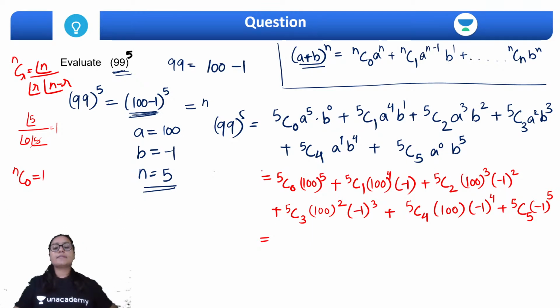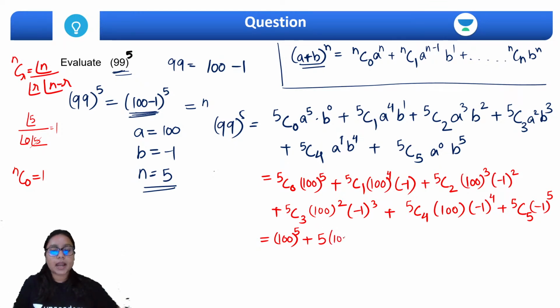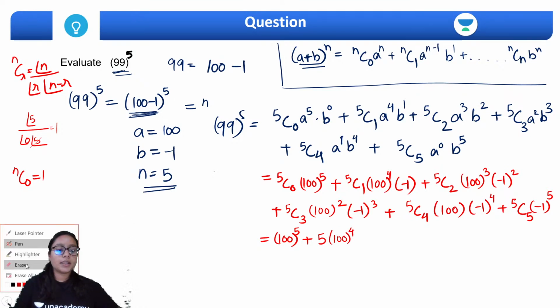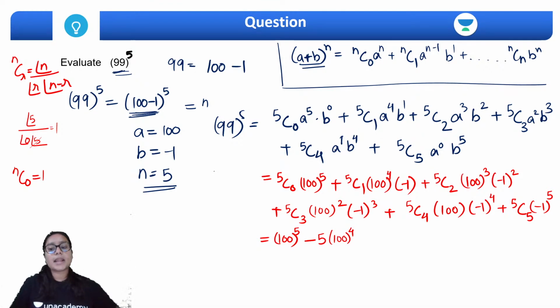Now let us put this value here. The first term I'll get as 100 raised to the power 5. Second term will be 5C1. What is 5C1? The value of 5C1 is equal to 5. Please verify this value using this formula. Next will be 100 raised to the power 4. Now we have minus 1 here, hence the sign will be changed to negative. So this is minus 5. Now in the next term, minus 1 is raised to the power of 4, so even power, so this is plus.